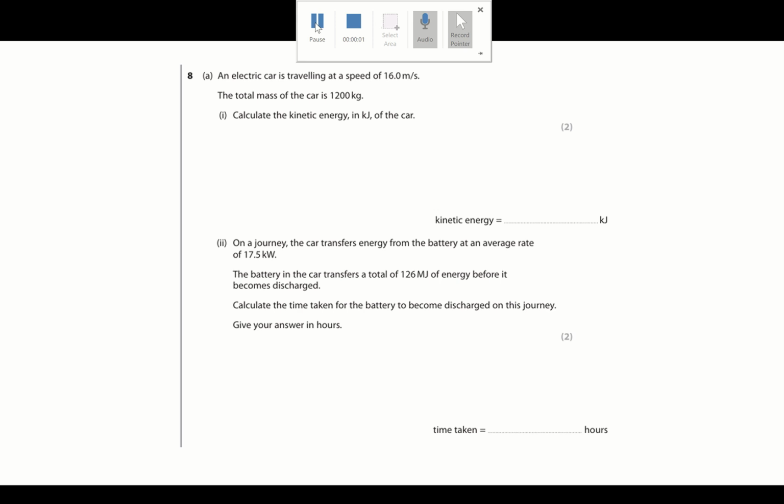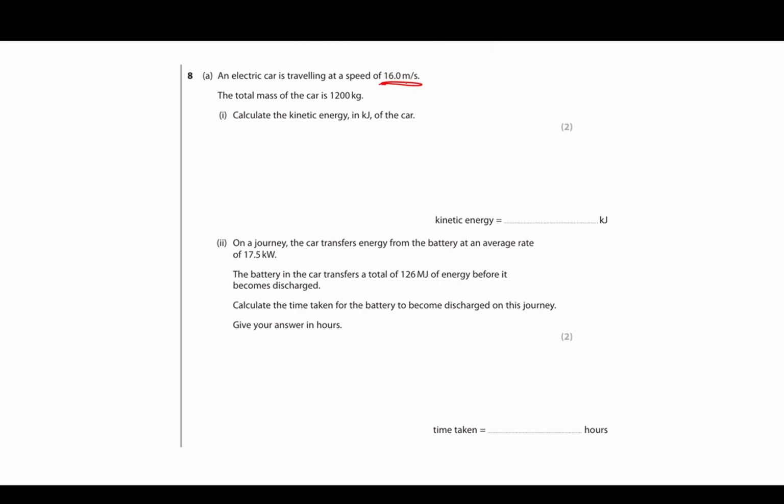Okay, an electric car is travelling at a speed of 16 metres per second. Happy with that. Its mass is 1,200. Yeah, no unit change there. Calculate the kinetic energy in kilojoules. We're going to have to do a change at the end.